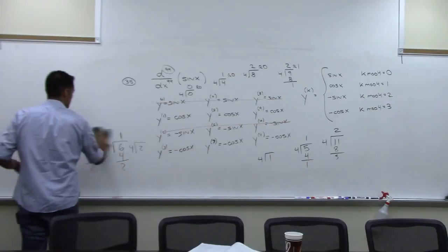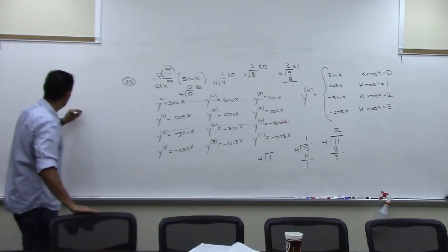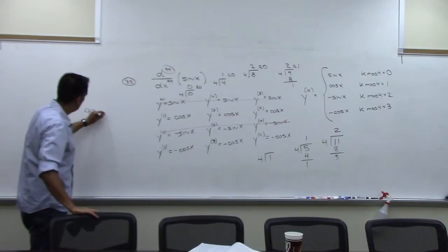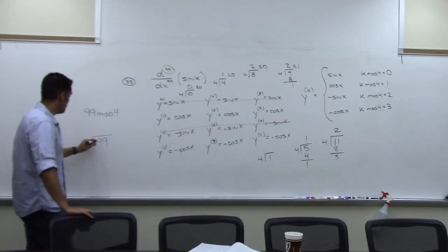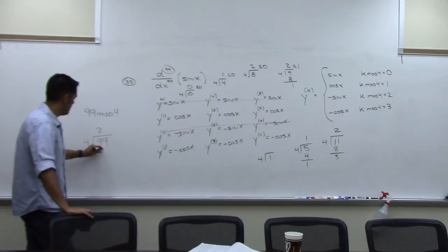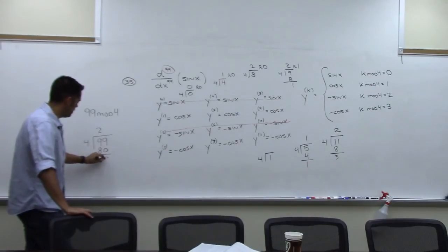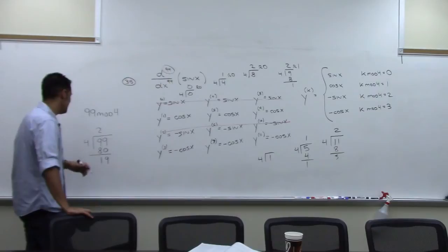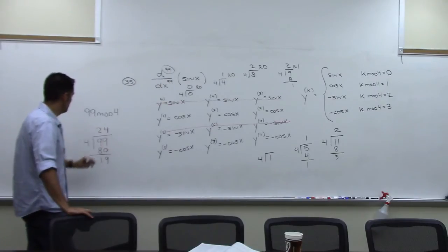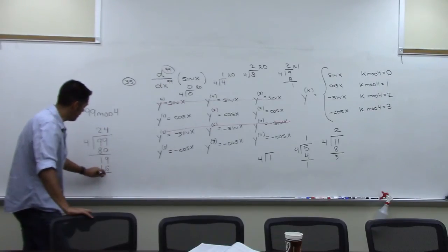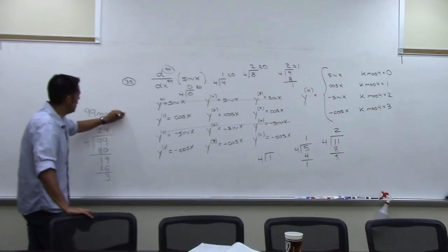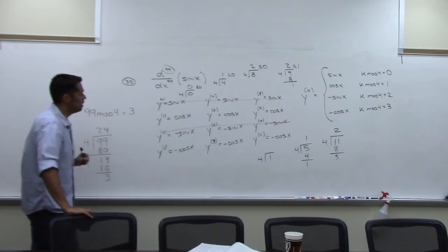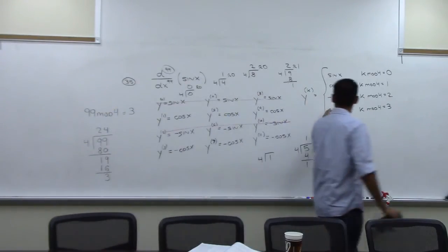If we take the 99th derivative, what I need to figure out is what is 99 mod 4? Well, let's do it. 99 divided by 4. 4 goes into 9 twice, that's 8. We subtract, we get 19. 4 goes into 19 four times, that's 16, and we have 3 left over. If we have 3 left over, then 99 mod 4 is 3. And that means the answer must be negative cosine x.